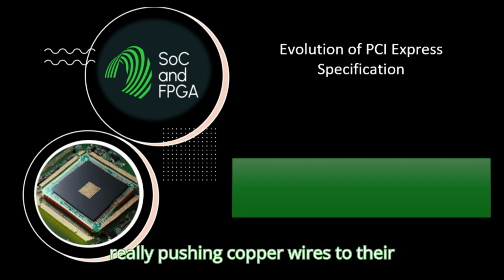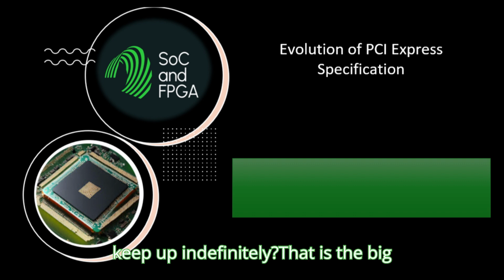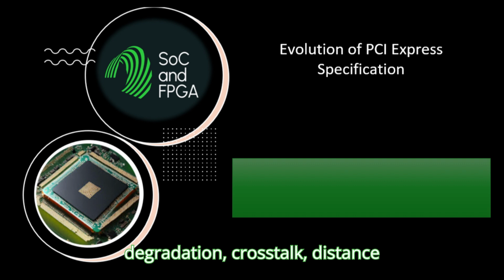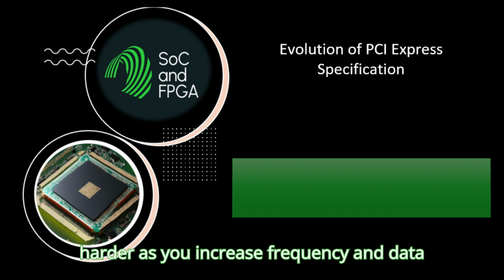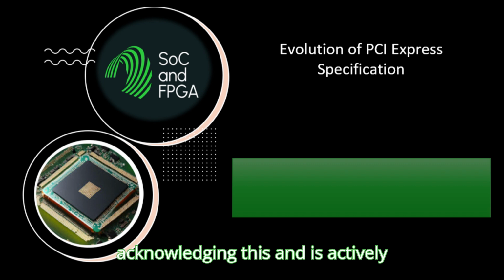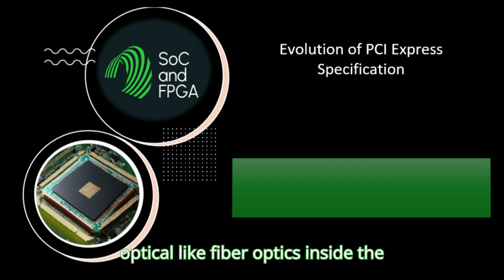It sounds like they're really pushing copper wires to their absolute physical limits now. Can copper keep up indefinitely? That is the big question hanging over the future. Signal degradation, crosstalk, distance limitations. These all get exponentially harder as you increase frequency and data rates on copper. So what's the alternative? The PCI-SIG is openly acknowledging this and is actively exploring optical interconnects for future PCIe generations beyond 7.0. Optical, like fiber optics inside the computer.